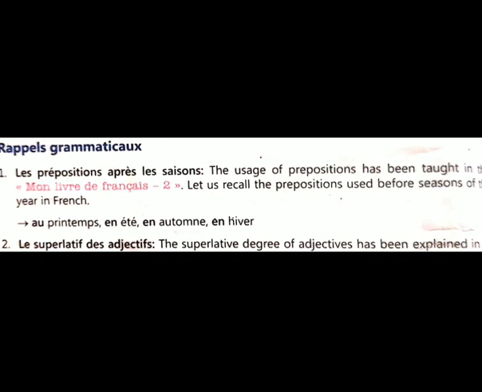Now the next part, before any season we use, let's recall the preposition used before the season. Okay, printemps is the spring season. Before the spring season we always use au. Okay, please remember this thing, we always use au. Été means summer. Before été, before automne, before hiver we use en. So on the base of this topic we will do the exercise.